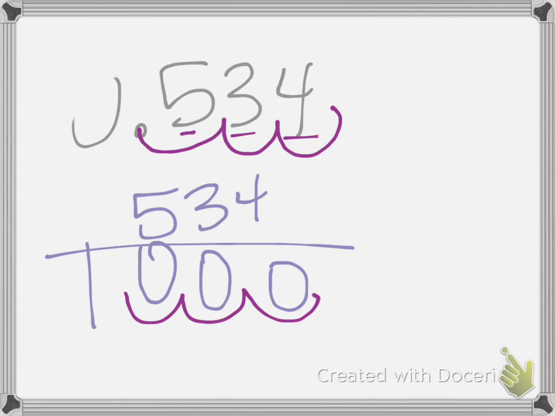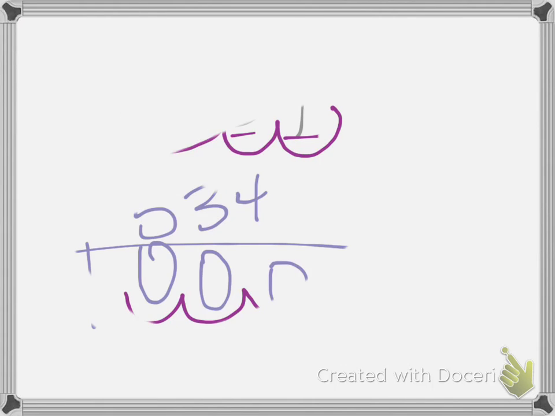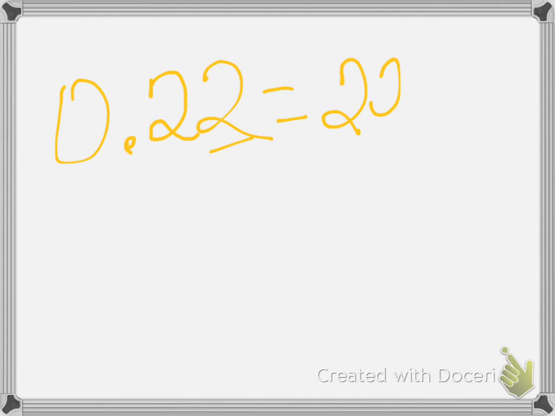As far as simplifying it, that's something a little bit different. So let's do one, and then we'll actually simplify it, okay? So let's start off with 0.22. I'm going to look at that. That last 2 is in the hundredths place, so my fraction is 22 over 100. But it's not simplified because both numbers are even.